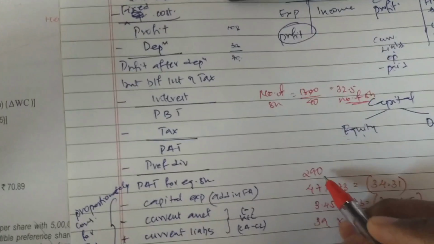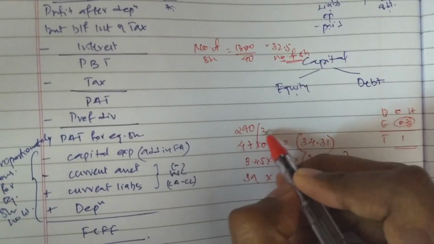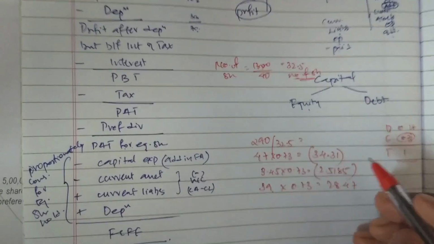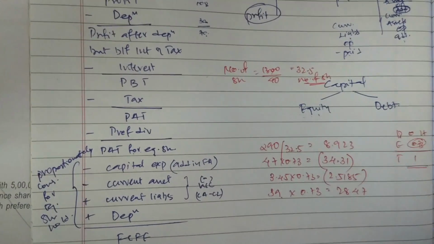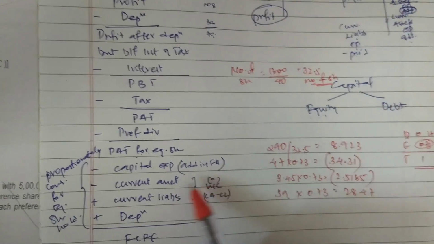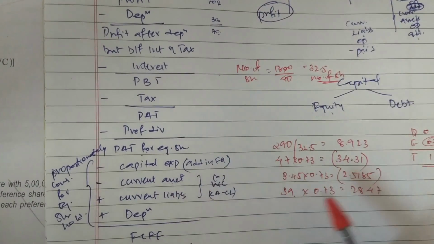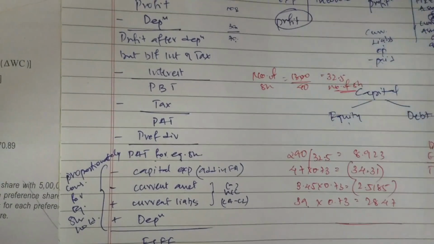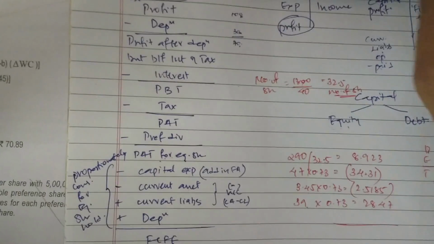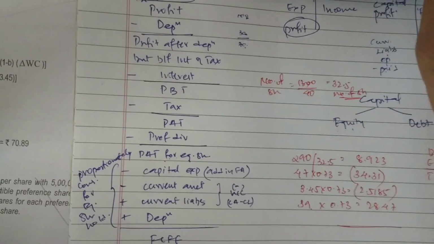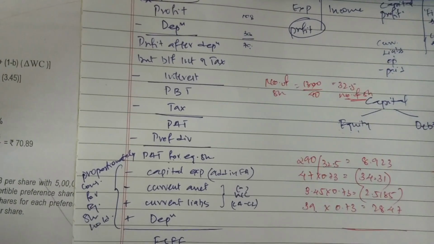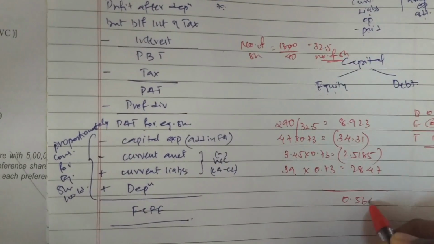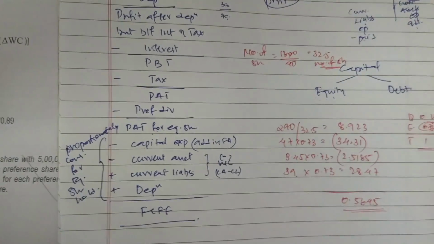Right, so if we divide it, that is 290 for all equity shares, divided by 32.5, gives you 8.923 per share. So profit per share is 8.923. From that, capital expenditure per share is reduced, working capital per share is reduced, and depreciation per share is added back. So this results in 8.923 minus 34.31 minus 2.5185 plus 28.47, which results in 0.5645. So this is your FCFE.